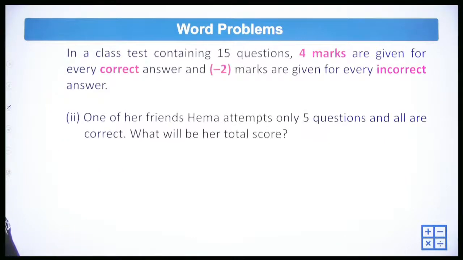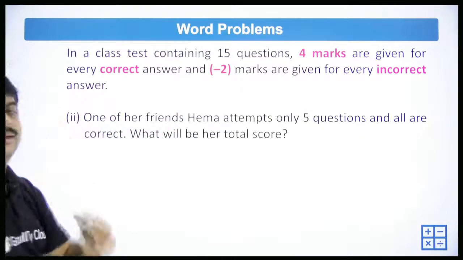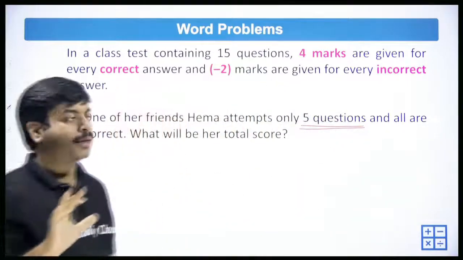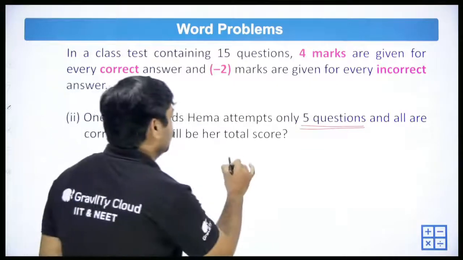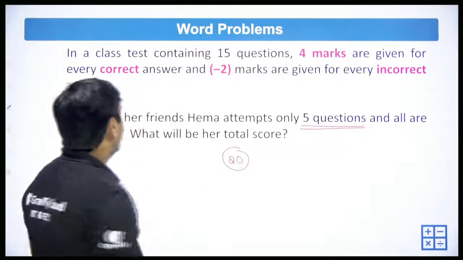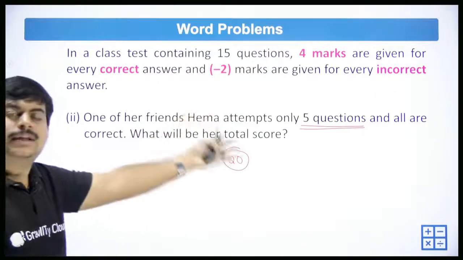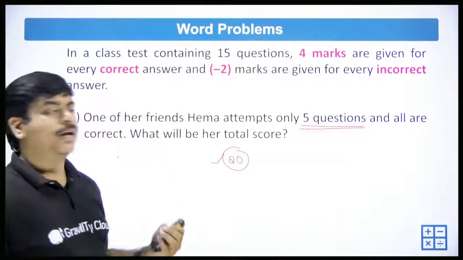In the same case, one of her friends, Hema, attempts only 5 questions. Only 5 questions. So 5 into 4, how many marks is that? 5 into 4 is 20 marks, and all are correct. It was given all are correct. What will be her total score? It is 20. See? In the previous case, what happened?